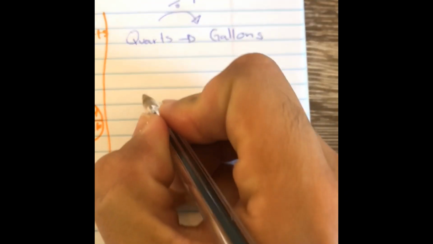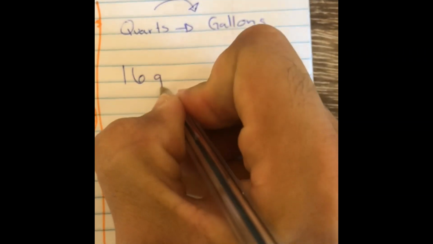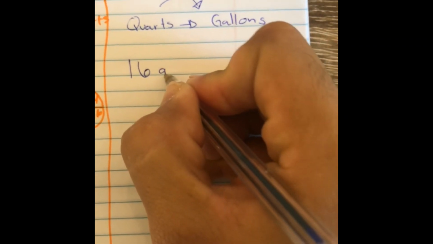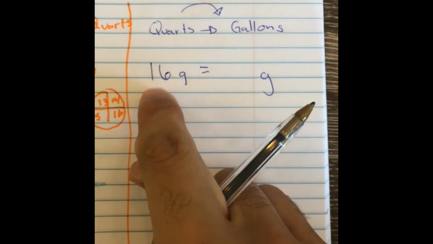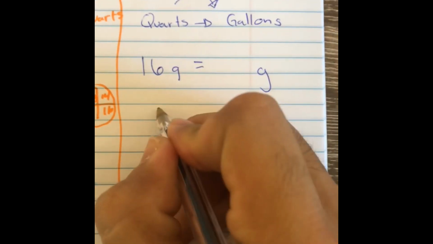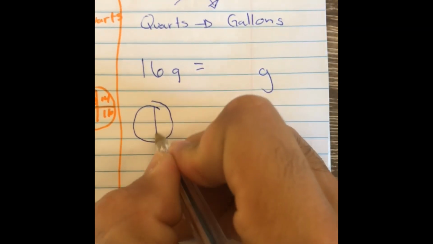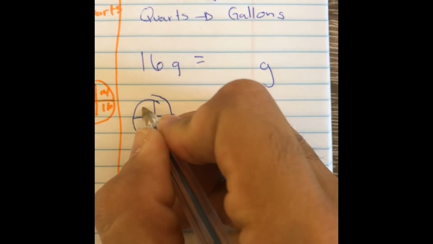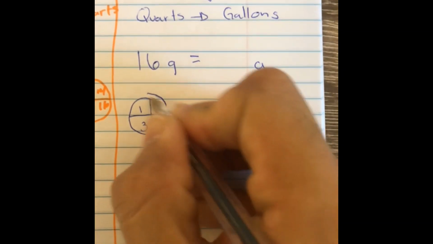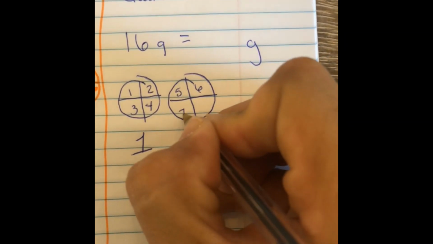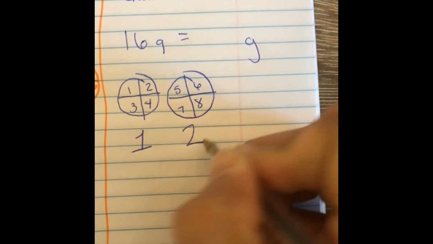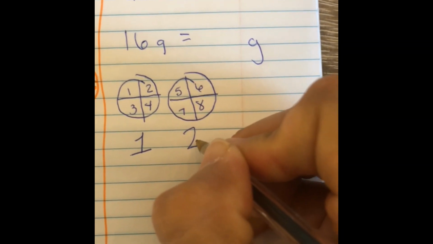Now the opposite of that is having 16 quarts and turning them into gallons. That's a Q. So what you're going to do here is pour them into groups of 4. Of the 16, you pour 1, 2, 3, 4 quarts into 1 gallon. You use up 4 of the 16. You pour another 4 into 1 gallon, 5, 6, 7, 8. That's 2 gallons, but we used up 8. We can keep going. We've made 3 gallons.